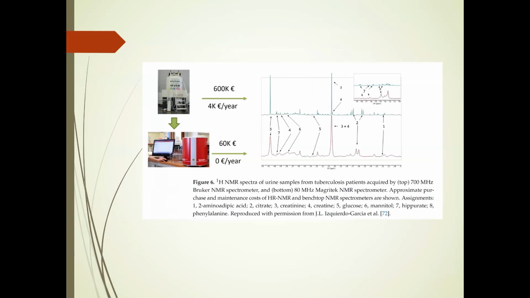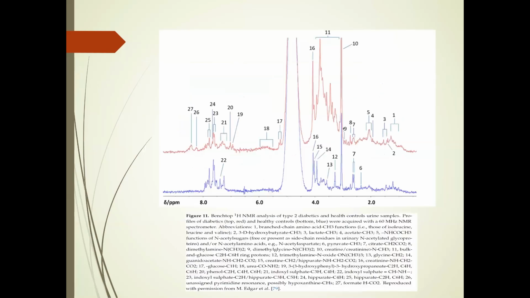So in this paper, on the top, you can see the result of a 700 megahertz Bruker instrument, results of tuberculosis patients, and on the blue one, you can see the result of an 80 megahertz magnetic NMR, and the result is actually there might be some modification, some result as a metabolic profiling of the problem.